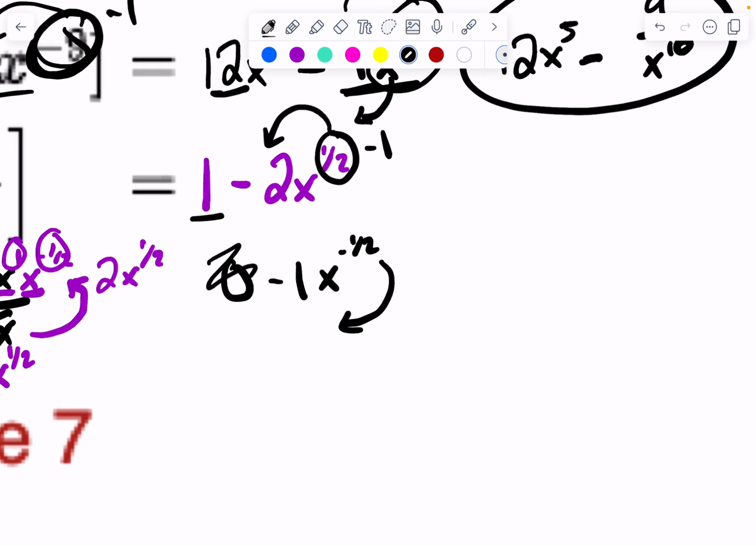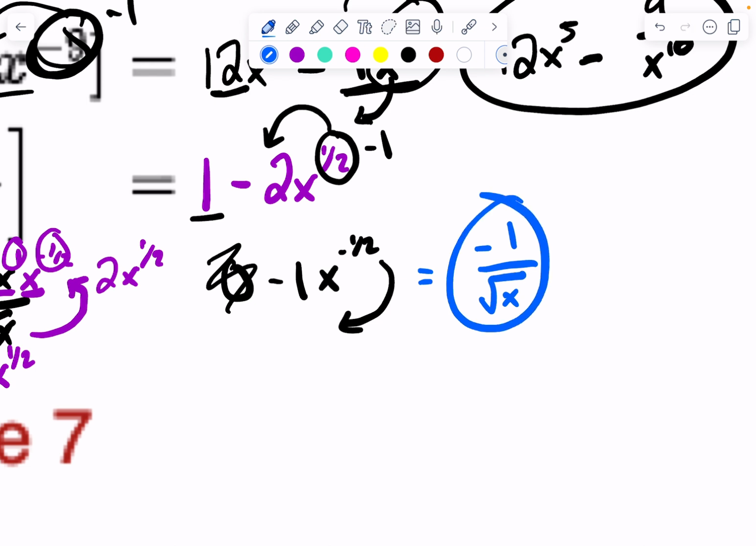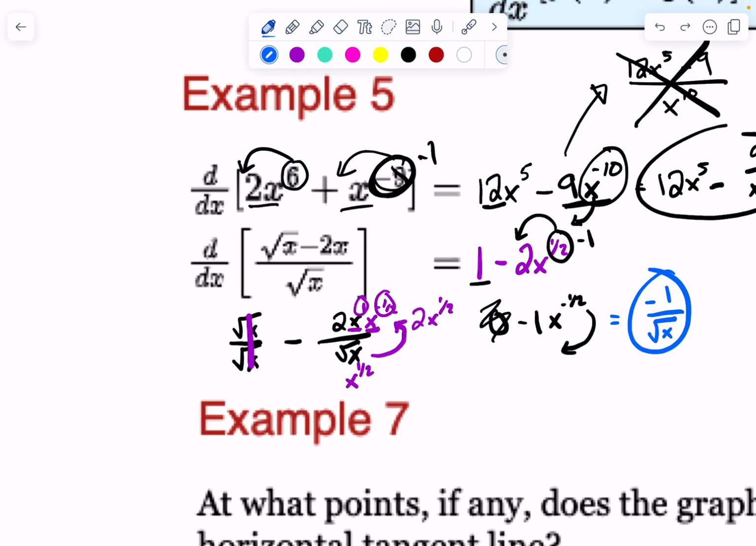So this 0 is not doing anything. I can put the negative 1 on top, over x to the 1/2 power, or another way of writing that is the square root of x. And that's what it will look like. Don't worry about the fact that the square root is in the bottom. We don't care about rationalizing the denominator right now. We'll leave it like that. So that was kind of ugly.